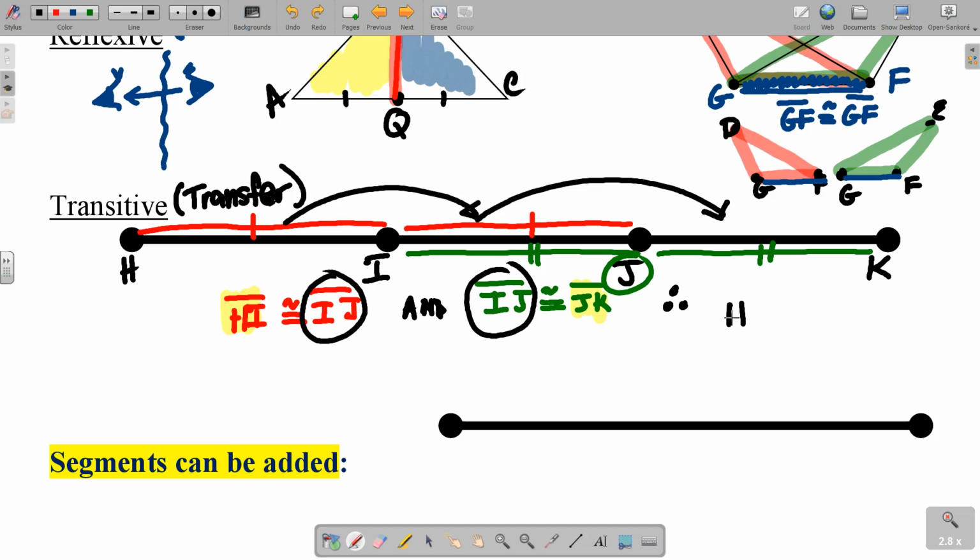HI is therefore now congruent to JK. Why? Because of the transitive property. We transferred congruency at IJ. That's called transitive.